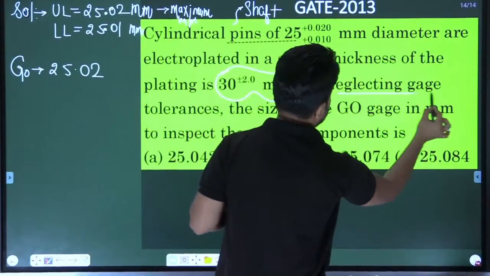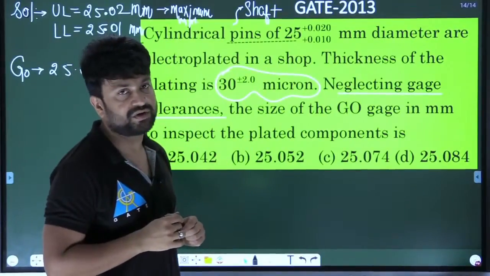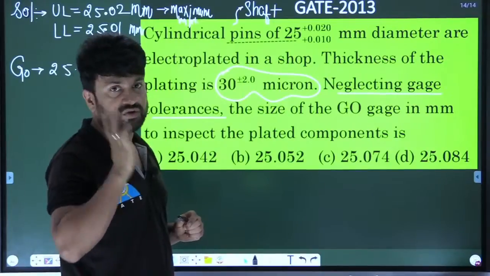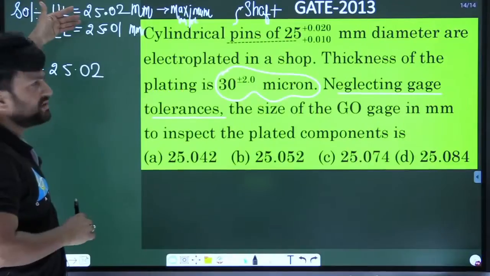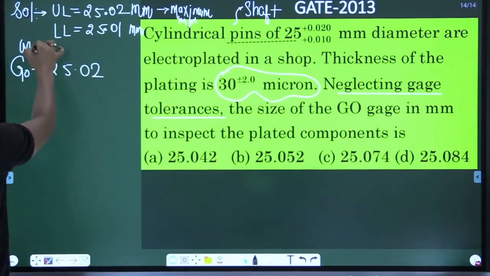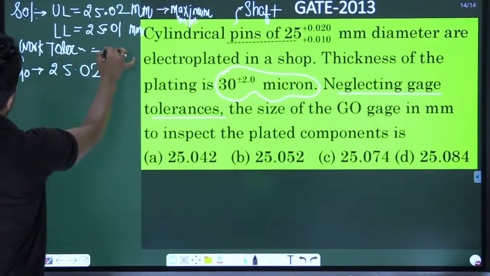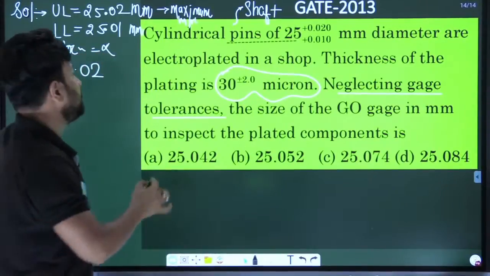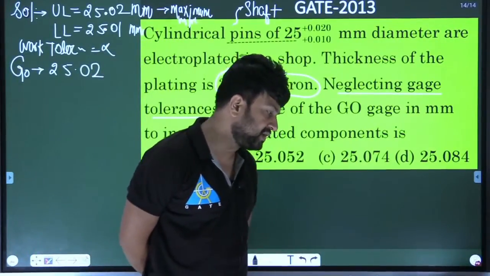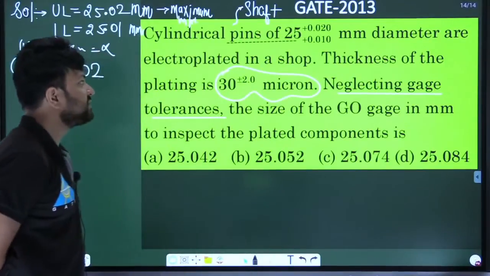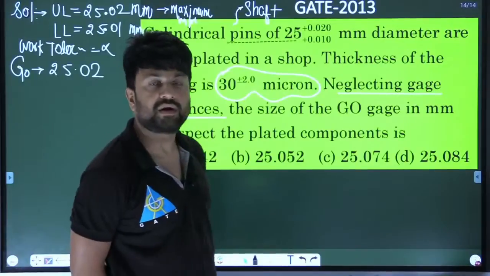Now, neglecting the gauge tolerance means you don't have to take 10% of the workpiece tolerance. So there is no need to find the work tolerance. That's why I haven't found out the work tolerance. Now, electroplating. What to do? Find out the different plating thickness, which means 32 micron and 28 micron, right?